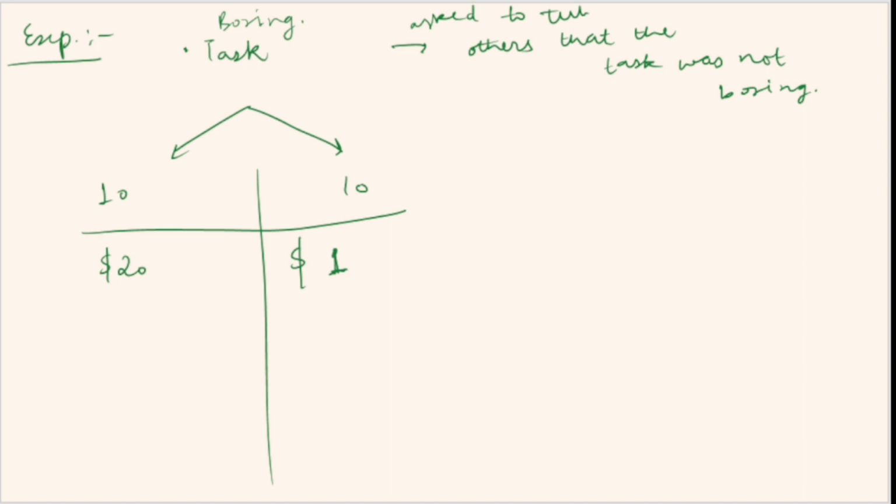Okay, now what do you think will happen? Will the people from the first group tell other people that the task was boring, or will the people from the second group tell the other people that the task was not boring? What will happen? I think the people who are getting $20 will have less inconsistency between their attitude and behavior, so they will definitely tell others that the task was not boring, because they will think that they are getting $20 for giving a false statement. Okay. Anyone else who would want to contribute?